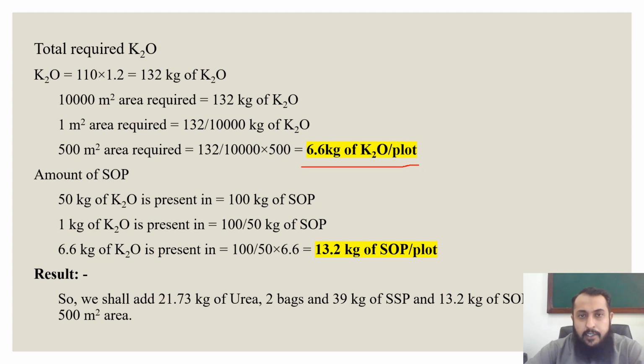50 kilogram of K2O is present in 100 kilogram of sulfate of potash. 1 kilogram of K2O is present in 100 divided by 50 kilogram of SOP, and 6.6 kilogram of K2O is present in 100 divided by 50 multiplied by 6.6. So 13.2 kilogram of sulfate of potash for our plot area is required. So we conclude we shall add 21.73 kilogram of urea, 2 bags and 39 kilogram of SSP and 13.2 kilogram of SOP for an area of 500 square meter.